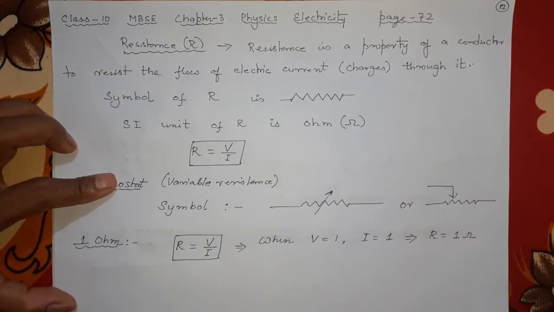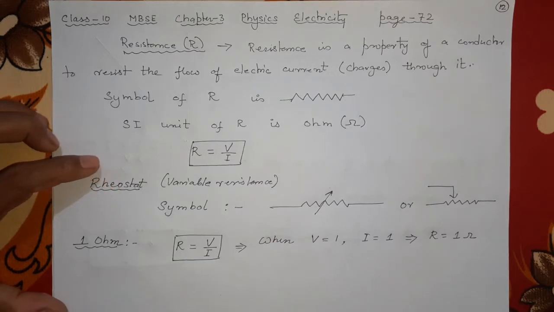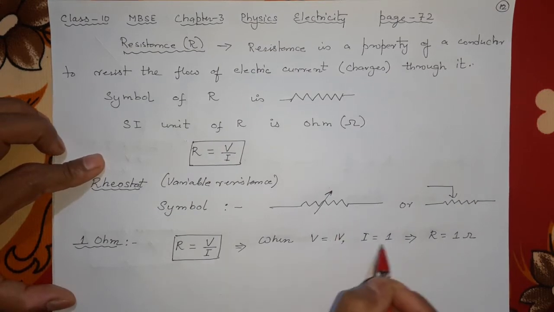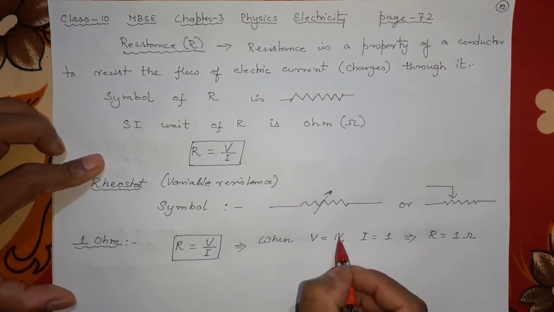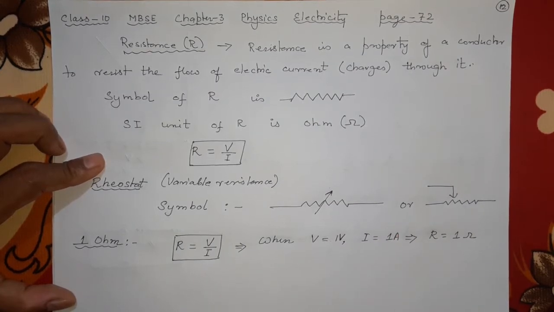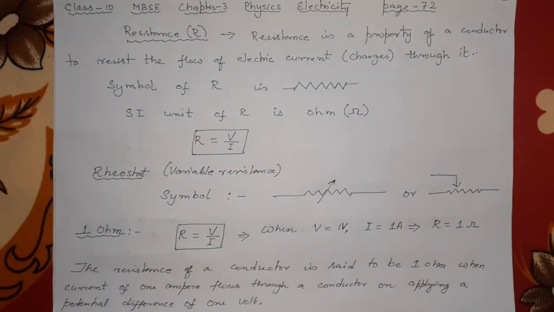Let us write it in words. What is that? 1 ohm. The resistance of a conductor is said to be 1 ohm when 1 volt of potential difference produces 1 ampere of current. If that happens, you can say that the conductor is having 1 ohm resistance. Let us write it in words. So this is the definition.